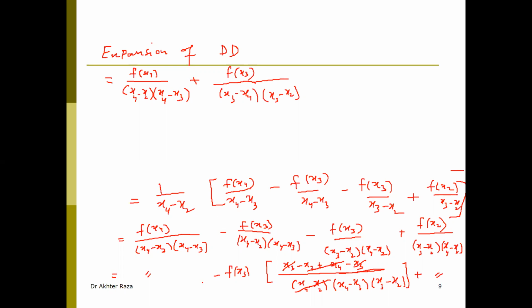That negative sign will become positive. So how does this sign become positive? Because I take one negative sign common here, that is x3 minus x4. So negative sign is taken as common, and that negative becomes now positive. Now the last term will be what? f(x2) divided by, this will be written as x2 minus x3 and x2 minus x4. Now this is the final term.